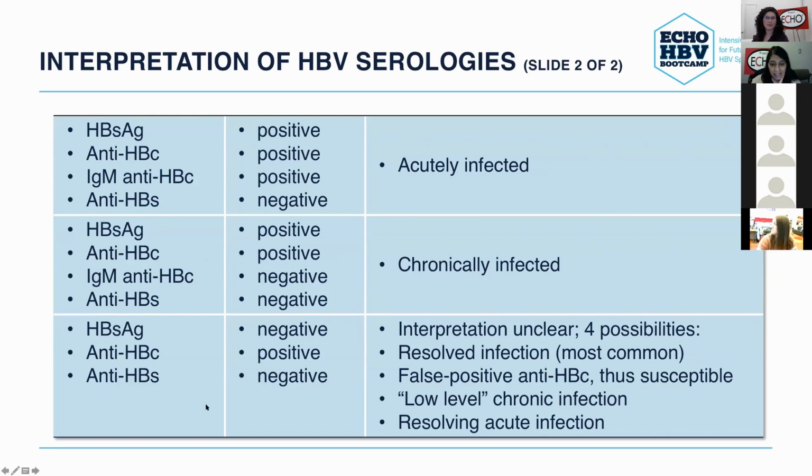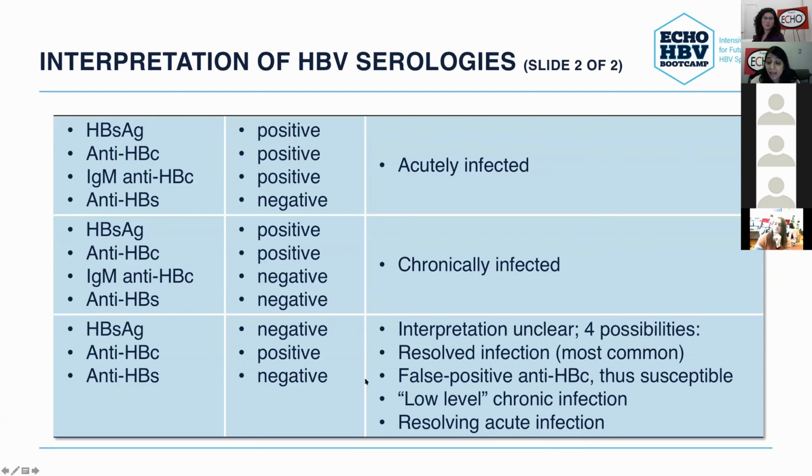But again, in this last scenario, the thing for you to remember is that 9 times out of 10, this is somebody who was previously infected and is no longer infected, but just never went on to develop that surface antibody marker, okay? And if you are worried that this is a false positive, low-level chronic infection, or resolving acute infection, you can repeat these tests after a period of time, and or check some of the other tests that we talked about as step 2 in somebody who's surface antigen positive.